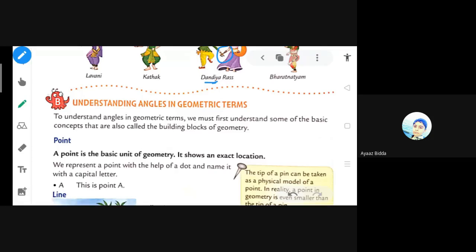So to draw differently, we use all these things. So first we have to learn about that. So first is point. And point, who wants to read? Because this much Hasan has read.